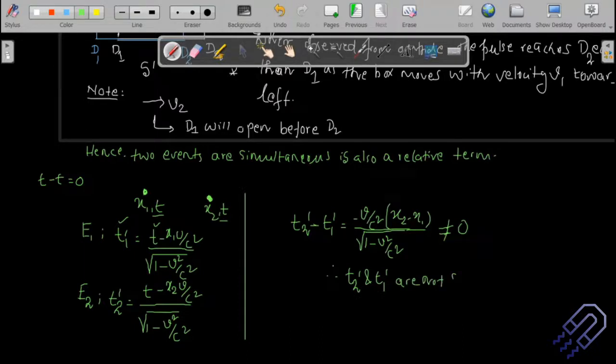I hope you understand why we say it's not the same, because t2 prime is equal to t1 prime minus v by c square, x2 minus x1 divided by root over 1 minus v square by c square. So in general, if you do the calculations here, t2 prime will be less than t1 prime. Right? If you do the calculations, they are not equal. So they are not the same. Hence, they are not simultaneous. So this is your mathematical idea.